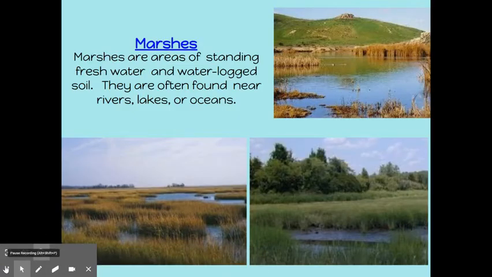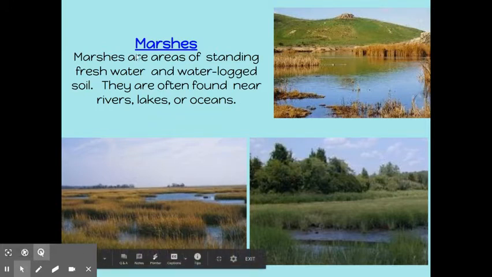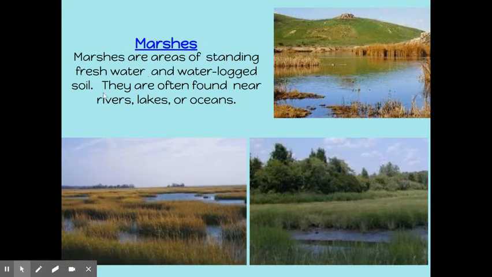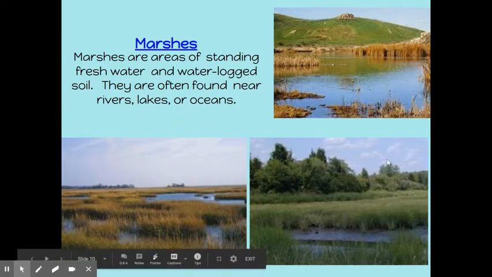Another kind of freshwater aquatic ecosystem is a marsh. Marshes are areas of standing fresh water and waterlogged soil. They are often found near rivers, lakes, or oceans. This is what they look like. See how the grass is kind of standing in the middle of them? Very different from how rivers look or anything else.